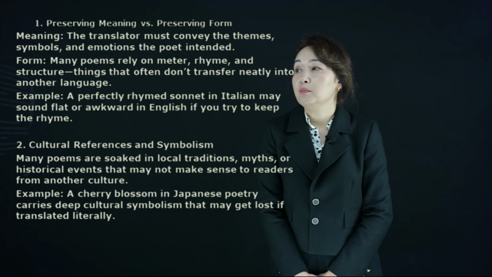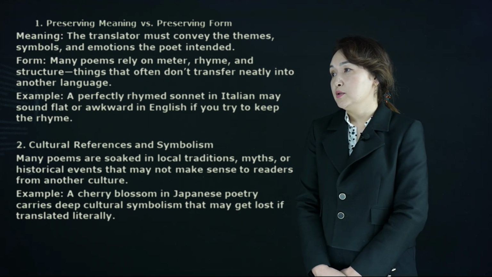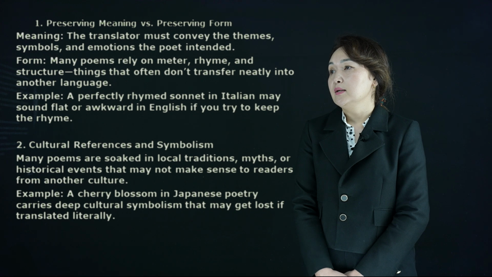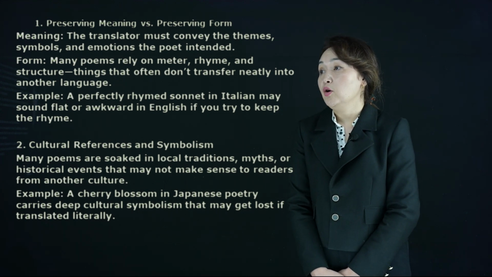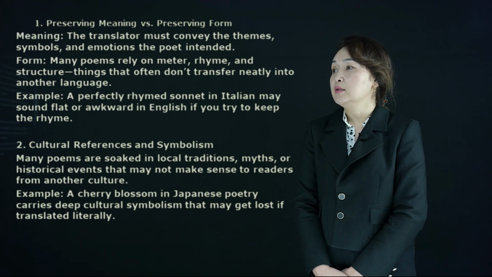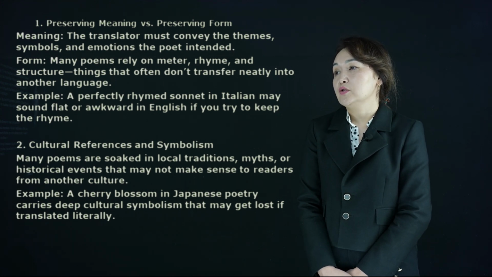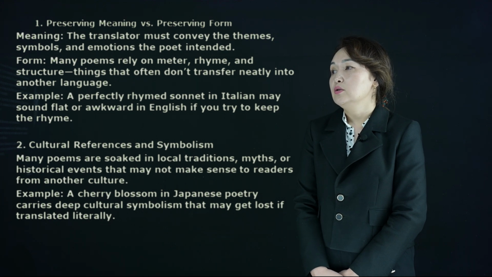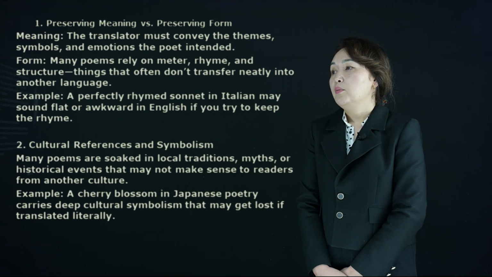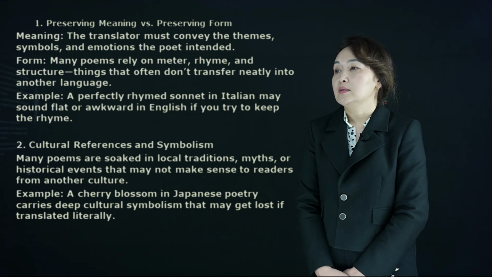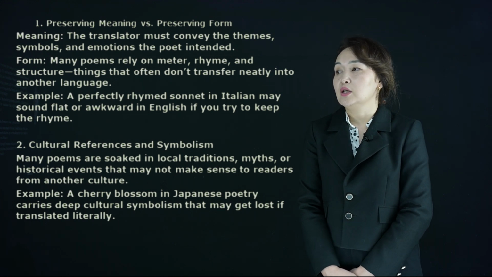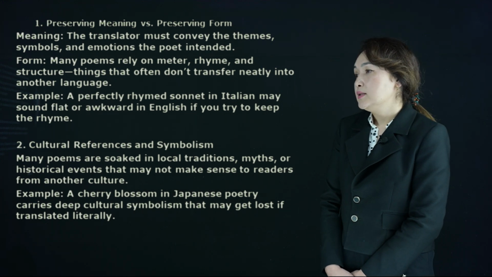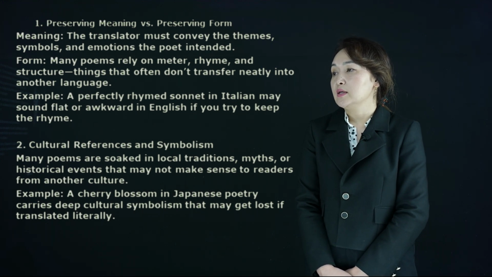First, preserving meaning versus preserving form. Meaning: the translator must convey the themes, symbols, and emotions the poet intended. The form: many poems rely on meter, rhyme, and structure, things that often don't transfer neatly into another language. Example: a perfectly rhymed sonnet in Italian may sound flat or awkward in English if you try to keep the rhyme.